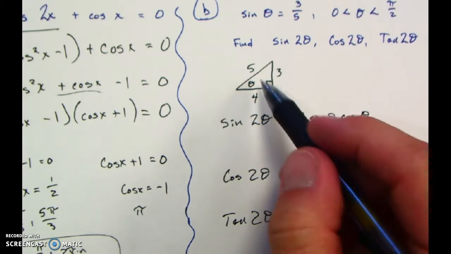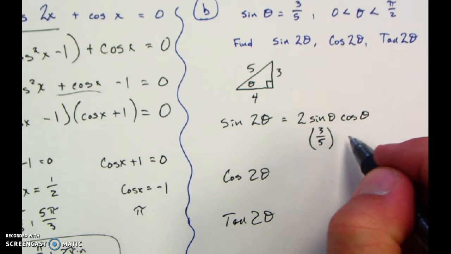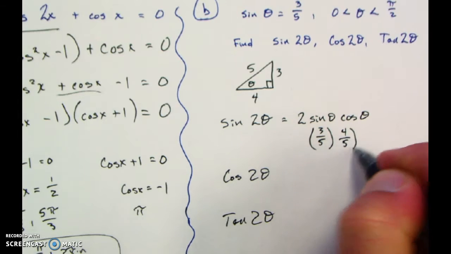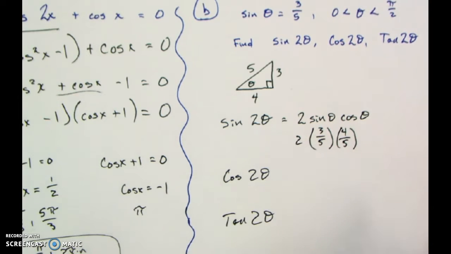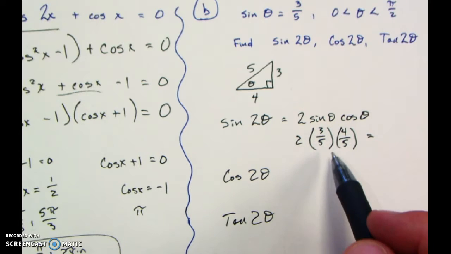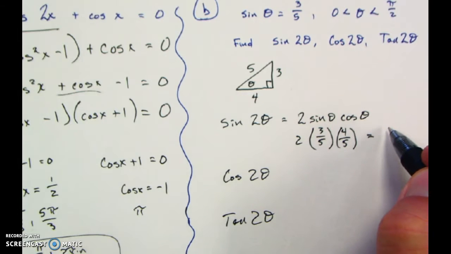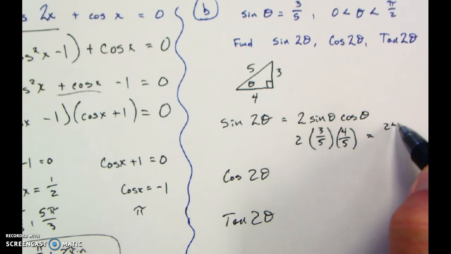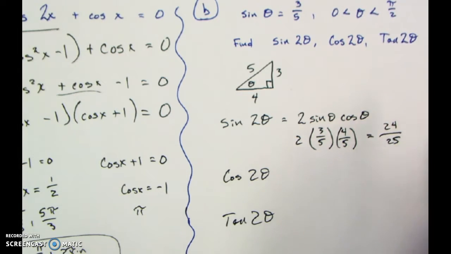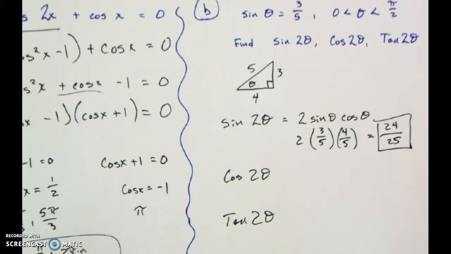Our cosine value with this triangle is 4/5. And we're taking 2 times that. So we're just multiplying our fractions here. So 3 times 4 is 12, and 5 times 5 is 25. We have 2 on the top there as well, so that ends up being 24 over 25, and that would be our value for sine.